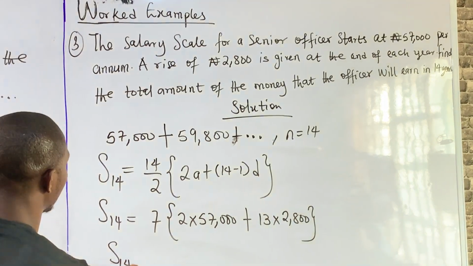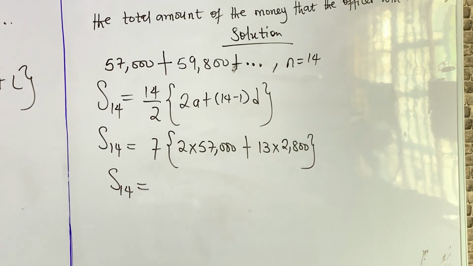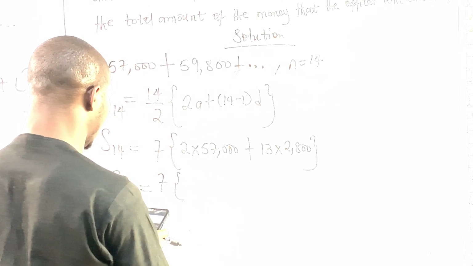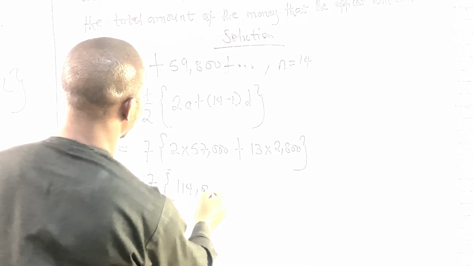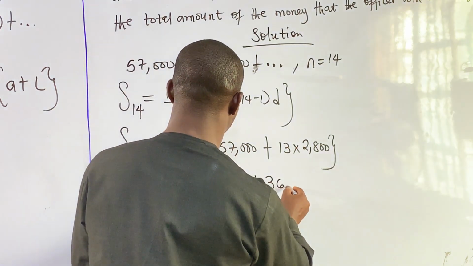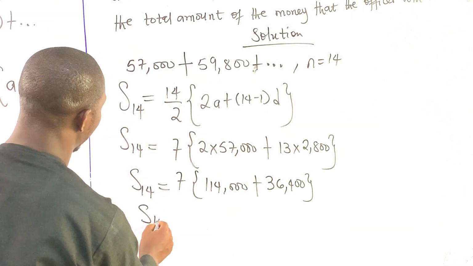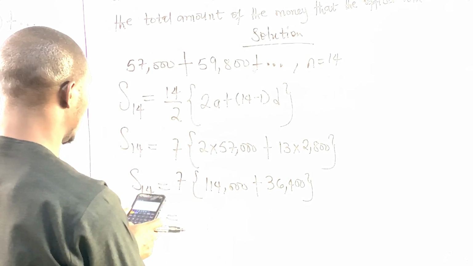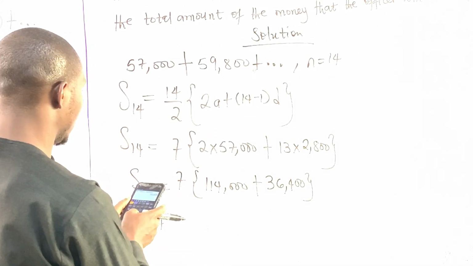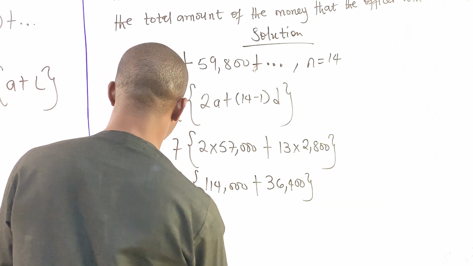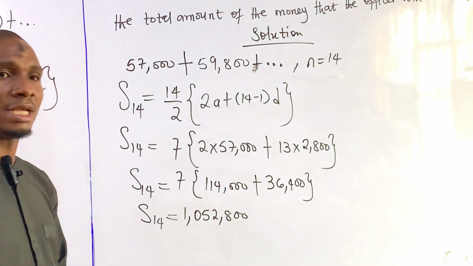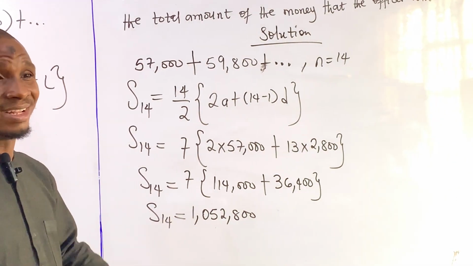And this gives us the sum of what the officer is going to earn for the next 14 years. So we are going to have 7 into bracket 2 times 57,000, that will give us 114,000, plus 13 times 2,800. That will give us 36,400. And finally, from our calculator, the sum of what the officer is going to earn will give us 1,052,800. This is what the officer is going to earn for the next 14 years.